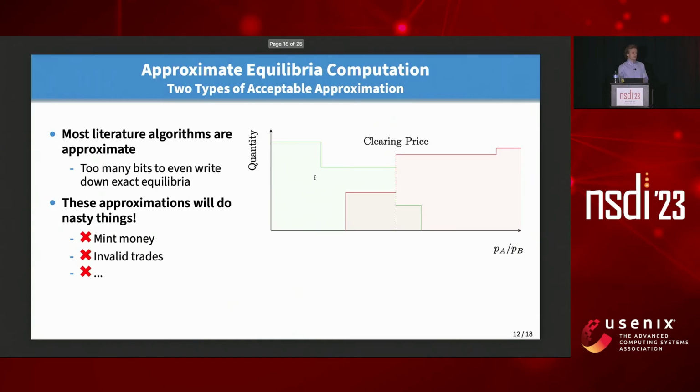The second problem you'll run into is that all of these algorithms are approximate. In fact, even writing down an exact set of solutions might require an arbitrarily large number of bits. And so we need something that's efficient, and that means we need to approximate. But if we just apply these approximate algorithms out of the box, they will do all sorts of nasty things. Particularly, they might mint money. They might make trades that people didn't ask for. And they might just steal money from users. Right? So we can't do that. We're working with real money. So we need to be careful about what kinds of approximations our algorithms do.